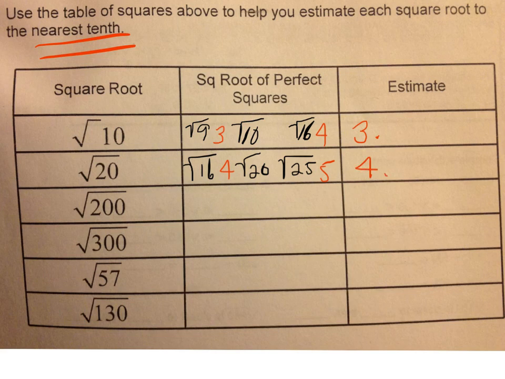All right, I'm going to do one more with you, and then you're going to finish it on your own. The square root of 200, the number 200 is in between the perfect squares 196 and 225. So we're looking for a number between the square root of 196 and the square root of 225, which means we're looking for a number between 14 and 15, 14 point something. Okay, go ahead and finish out the table, and then we'll talk some more.